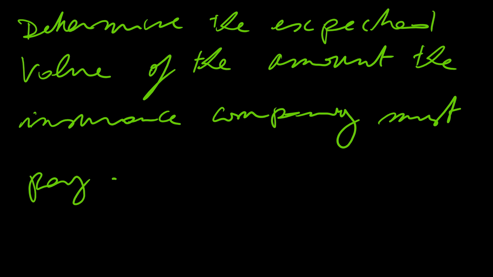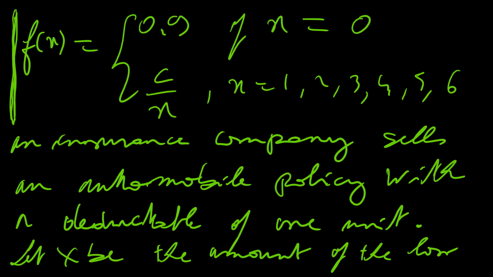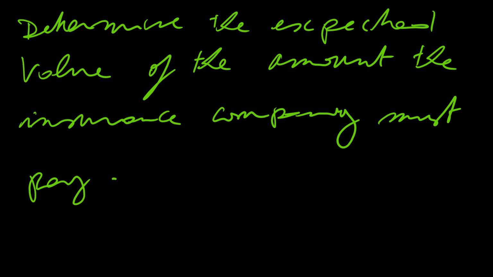So let me start again. An insurance company sells an automobile policy with a deductible of 1 unit. We say let x be the amount of the loss, so the loss function is defined by this function f of x. The question is to determine the expected value of the amount the insurance company must pay.